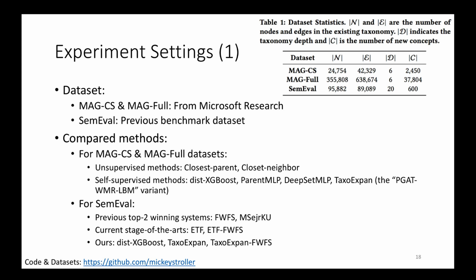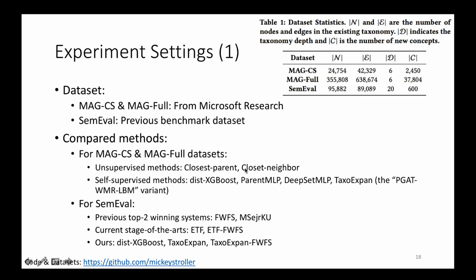Okay, then let's start with the experiment. We test our method on three datasets. The first two are called MAG-CS and MAG-FU. They are sampled from the Microsoft Academic Graph. And the third one is called SemEval, which is the previously benchmarked dataset for taxonomy expansion. Their statistics are summarized in this table.